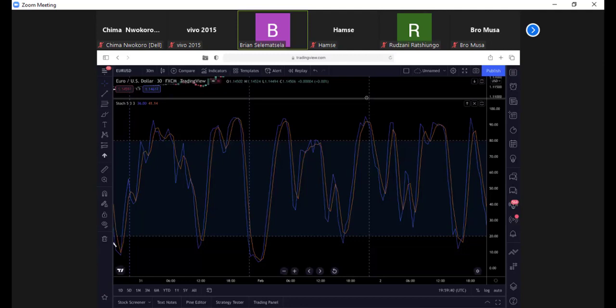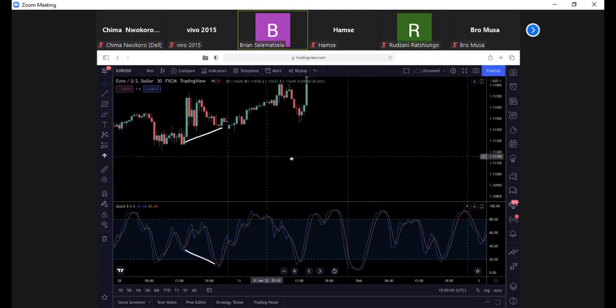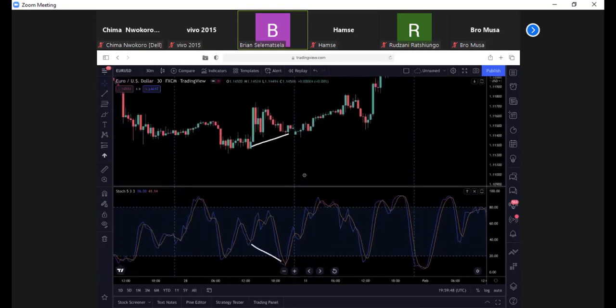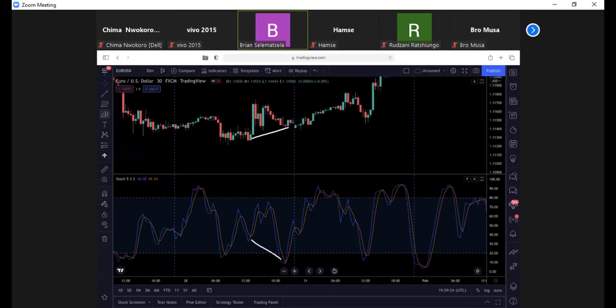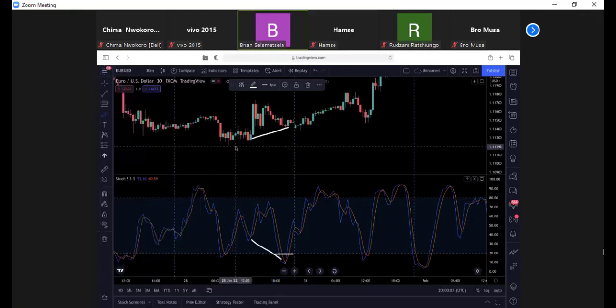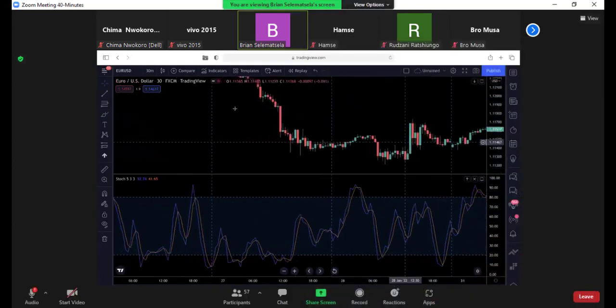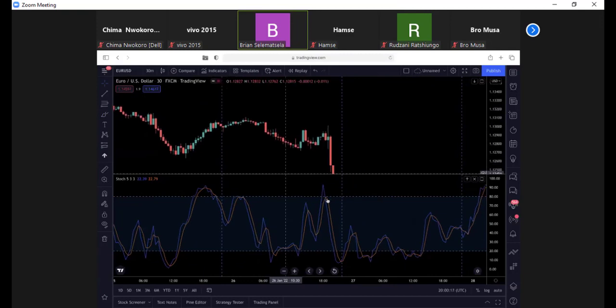So we always want those kinds of scenarios. An example: you can see here there was a divergence where the stochastic touched the 20 line from there going down, which is where it touched the oversold. And for the buy, for the sell trade, let's make an example.